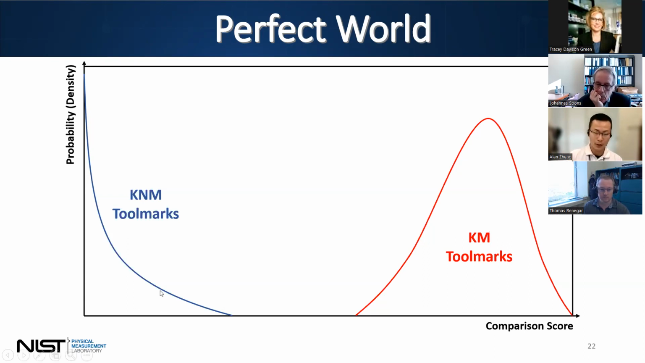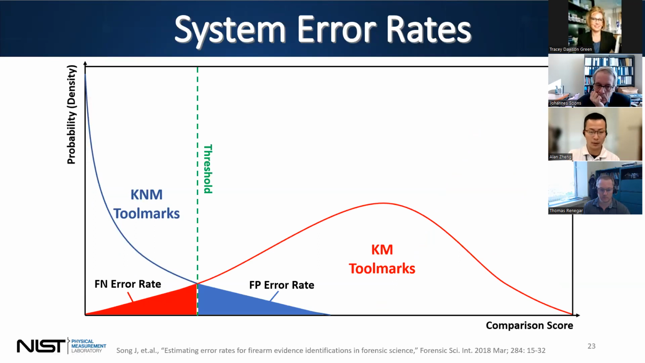So of course, that's the perfect world. And in the real world, it's a little bit messier. Sometimes your known non-matching samples can score higher, and sometimes known matching samples can score lower. And if you establish some sort of threshold in your comparison score, in this case, the green dotted line, anything to the right is an ID, anything to the left is an exclusion. You can then calculate things like false positive and false negative error rates. Now, this gives you a good overall sense of the performance of your system. However, it doesn't really tell you very much about your particular piece of evidence that you're analyzing.